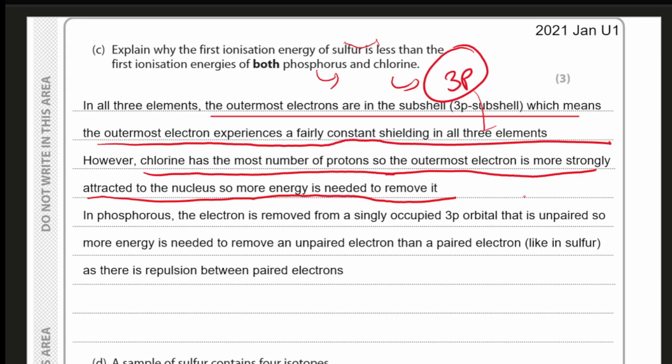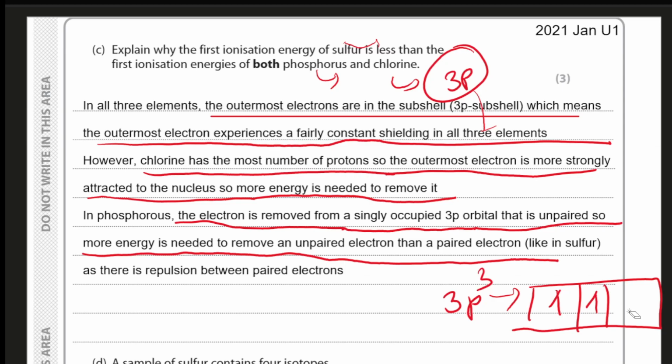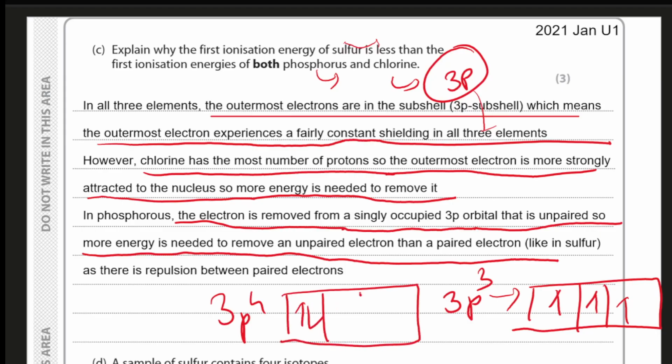Now, in case of phosphorus, the electron is removed from a singly occupied 3p orbital which is unpaired. So more energy is required to remove an unpaired electron than a paired electron like in sulfur. That's right. In phosphorus, we know that the outermost electrons are arranged as 3p3. All of them are in their unpaired state, but in case of sulfur, since there are 4 electrons in the p subshell, one of the electrons is in its paired state.